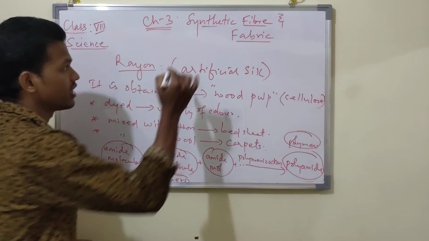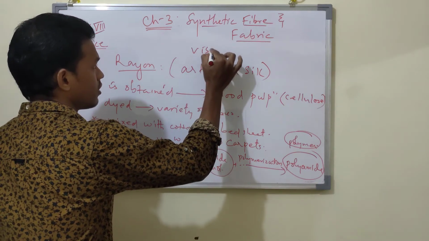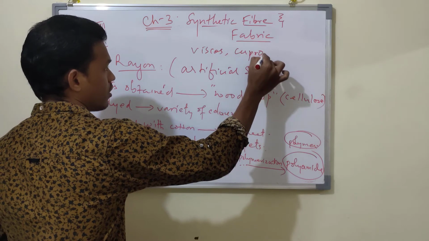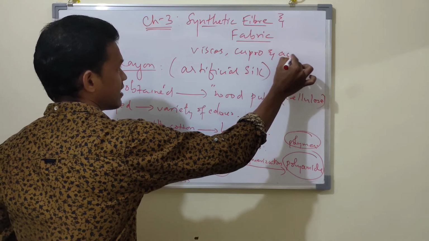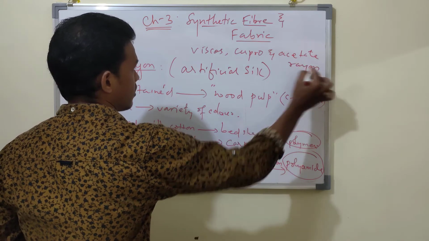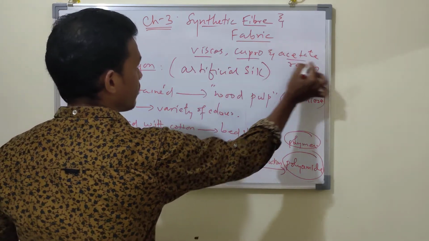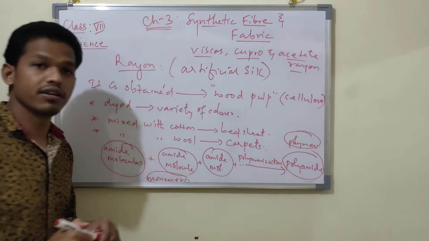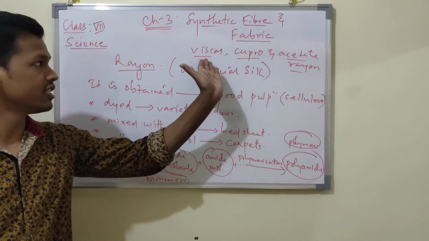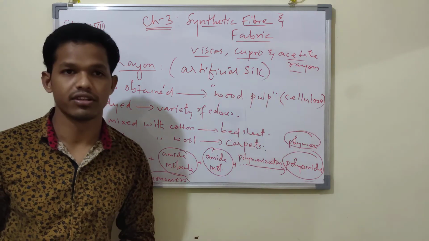One is known as viscose, another is cupro, and the other is acetate rayon. These are the different varieties of fabric derived from cellulose: viscose, cupro and acetate rayon.